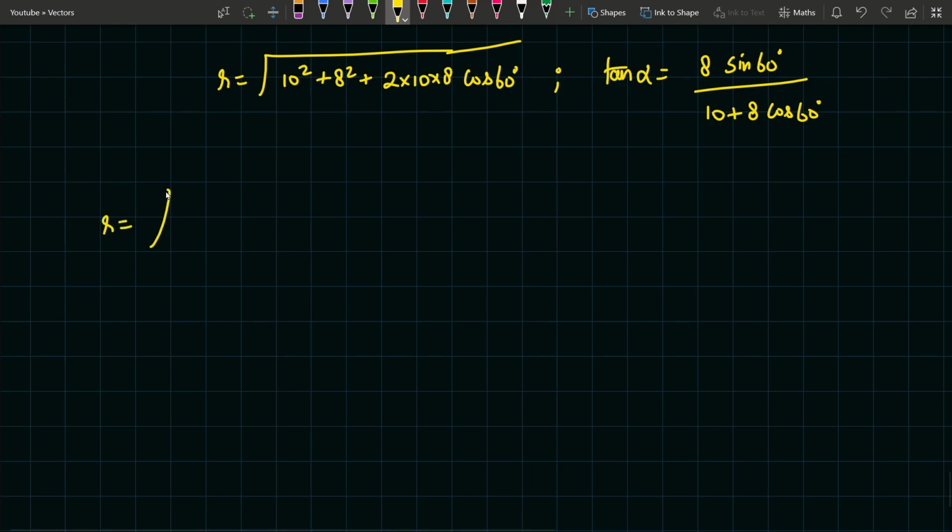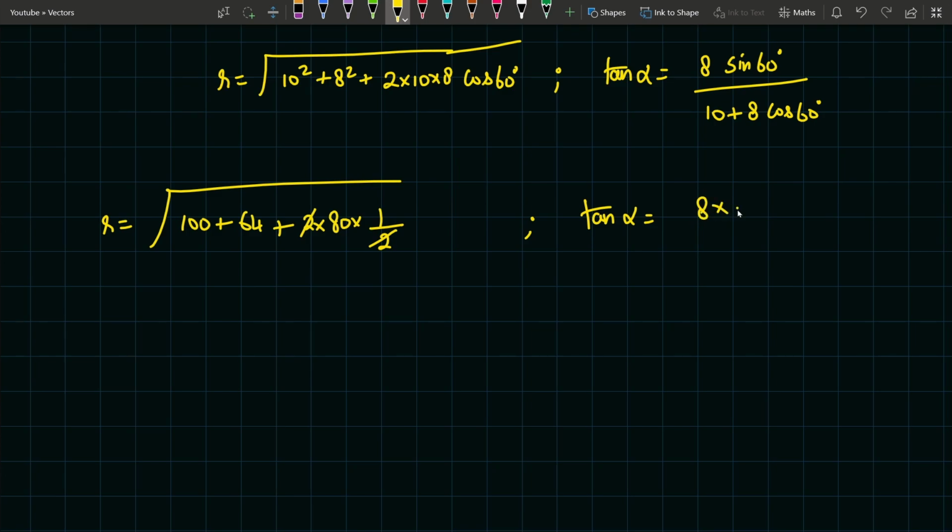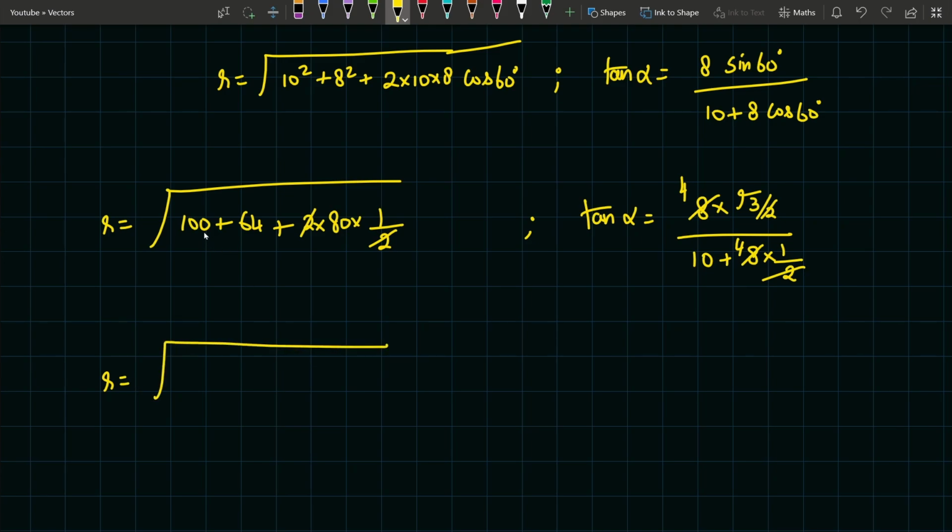Let's solve this quickly. R equals 100 plus 64 plus 2 into 80 into cos 60, which is 1 by 2. So this 2 and this 2 will get cancelled. And here tan alpha equals 8 into sin 60, which is root 3 by 2, divided by 10 plus 8 into cos 60, which is 1 by 2. So here you can cancel this 2 and 8 for 4. So finally R becomes root of 100 plus 80 plus 64, that will be 244, and tan alpha becomes 4 root 3 by 14, because 10 plus 4 is 14, that's nothing but 2 root 3 by 7.